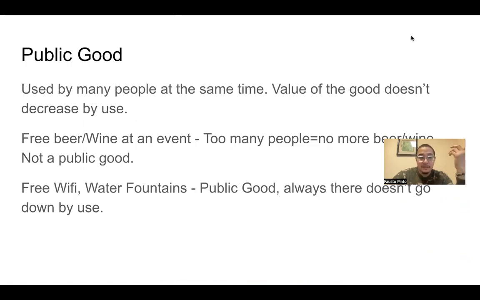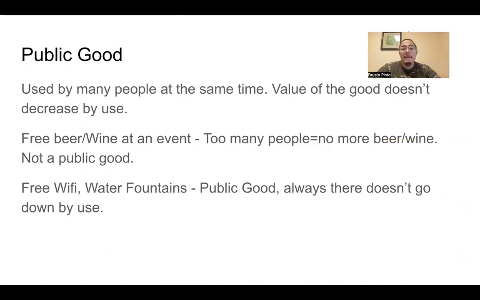Now we have a public good. A public good is something that is used by many people at the same time, and the value of the good doesn't decrease by the use. So if we look at how Rutgers sometimes has these free wine and cheese events, too many people means there's no more beer and wine. That's not a public good, because public goods don't decrease by use.